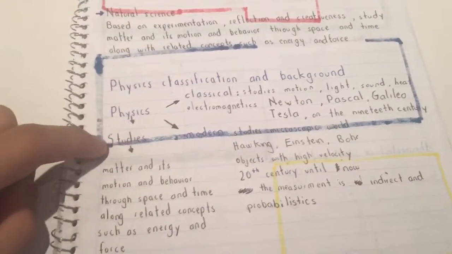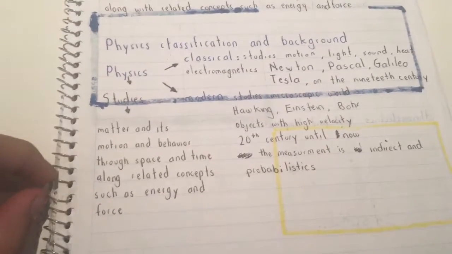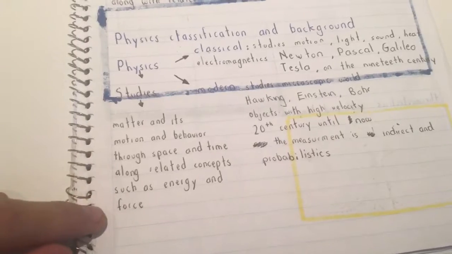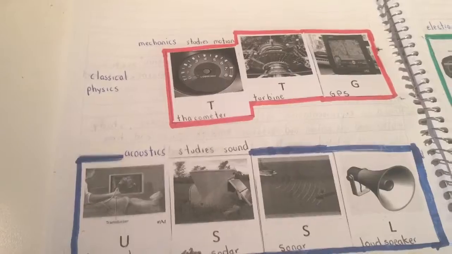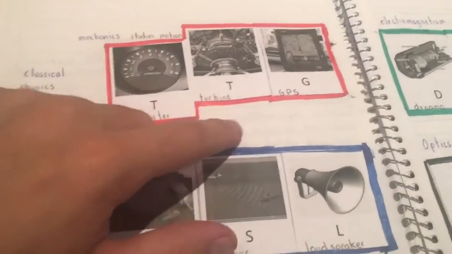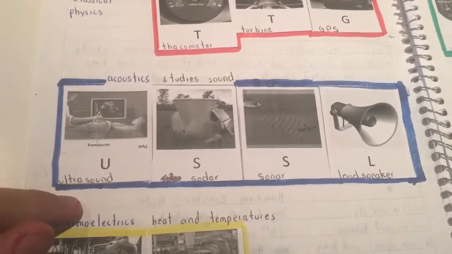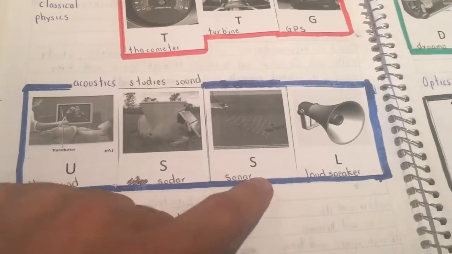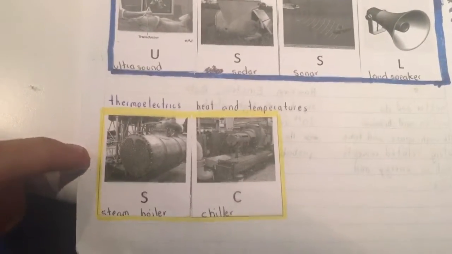Physics in general studies matter and its motion and behavior through space and time, along with related concepts such as energy and force. We have several branches in classical physics. First, mechanics studies motion, like tachometer, turbine, and GPS. Acoustics studies sound, like ultrasound, sonar, and loudspeaker. Thermodynamics studies heat and temperatures, like steam boiler and chiller.